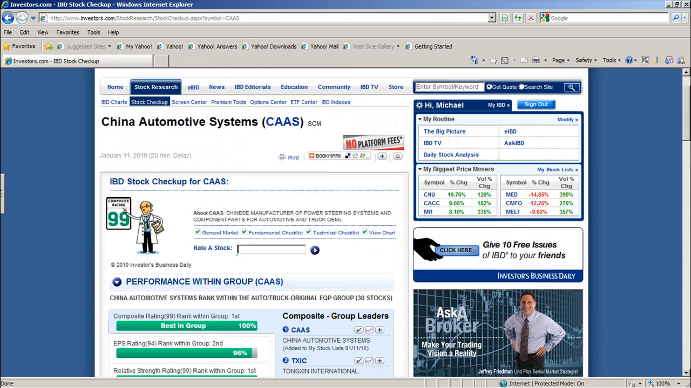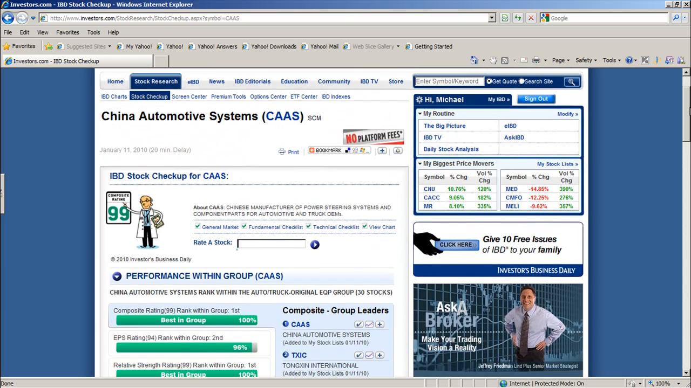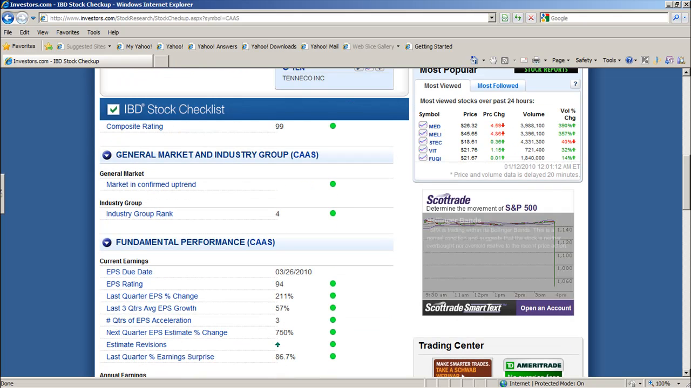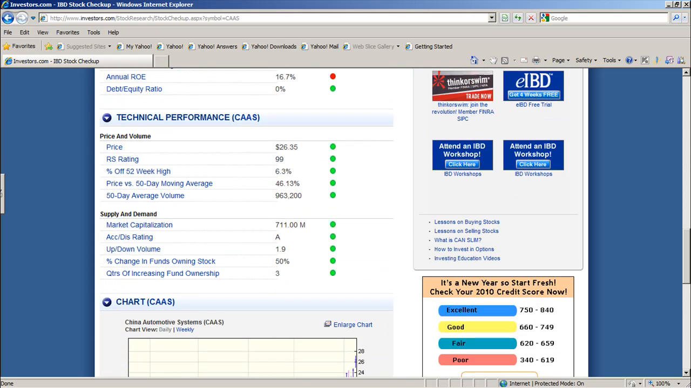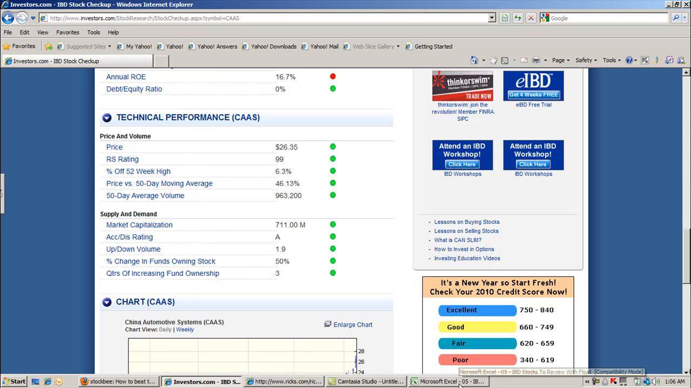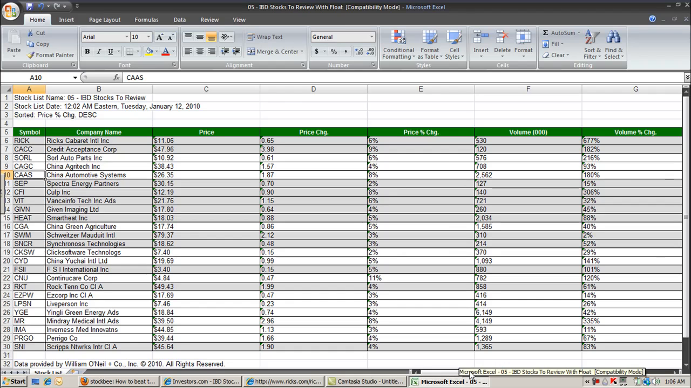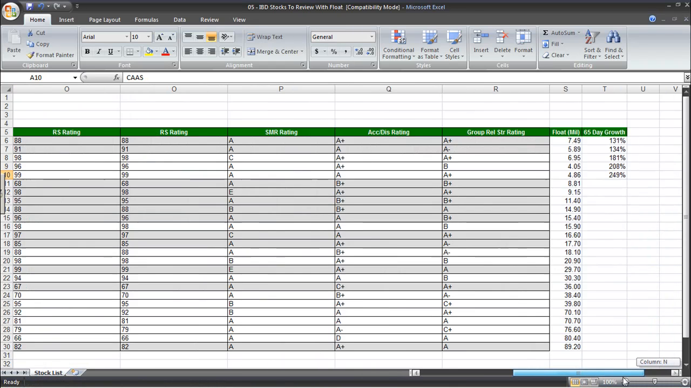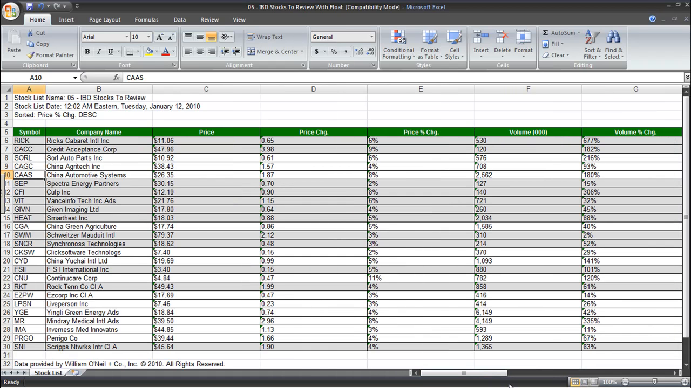And if I put in Rick's, I get quite a few more red ones. So I decided that even though the growth is higher than the rest of them, I am actually going to purchase the China Automotive Systems.